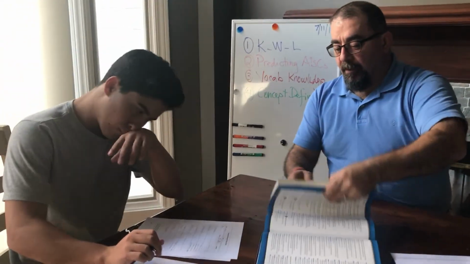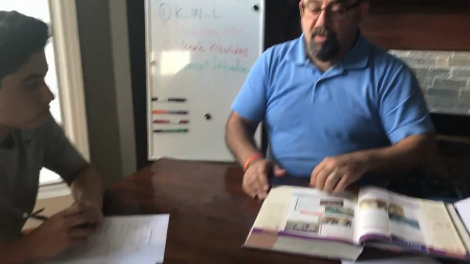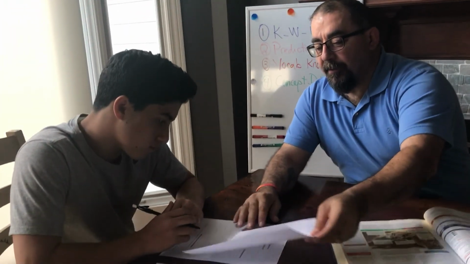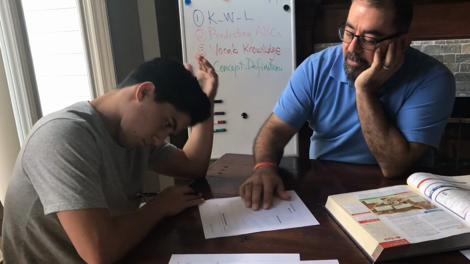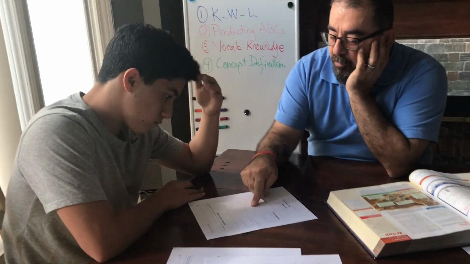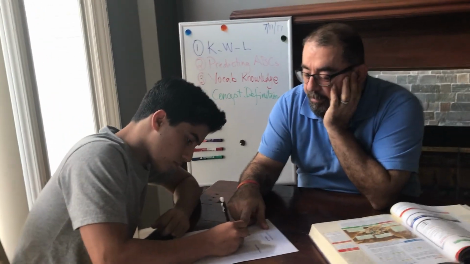All right. Before we even hit the textbook, we are going to talk about ancient humans. Now, you mentioned that you have no idea what ancient humans are, what they mean, right? All right. So we are going to use this concept definition map. We are going to write ancient humans here, or early humans, right? Early humans.